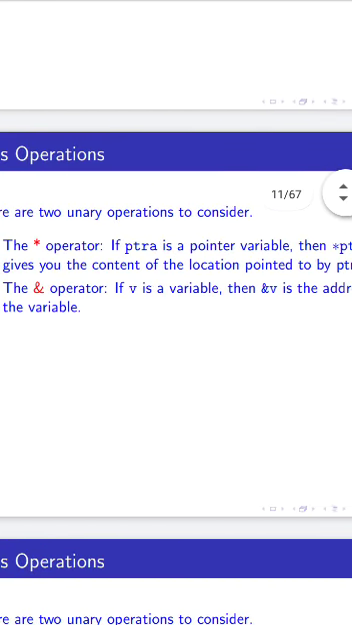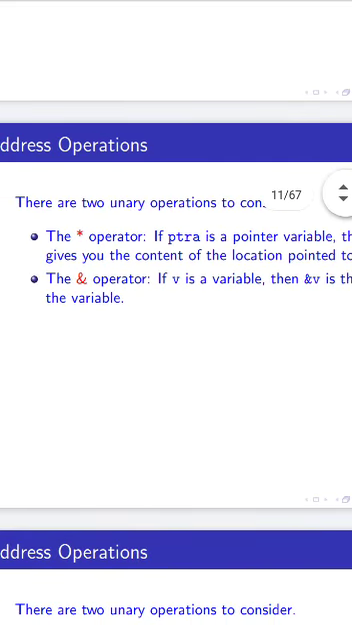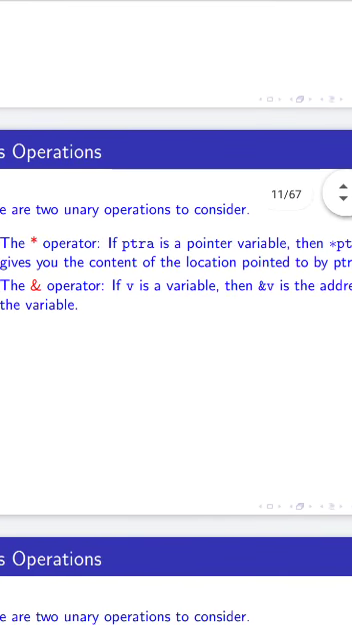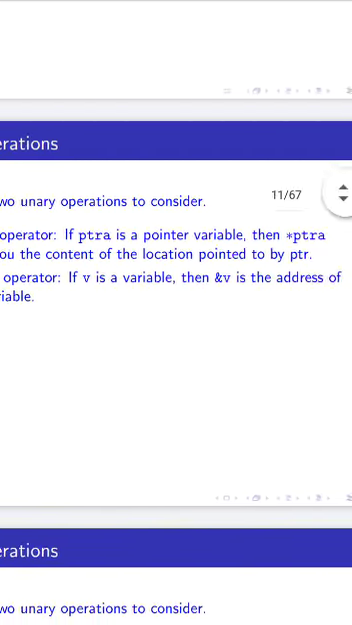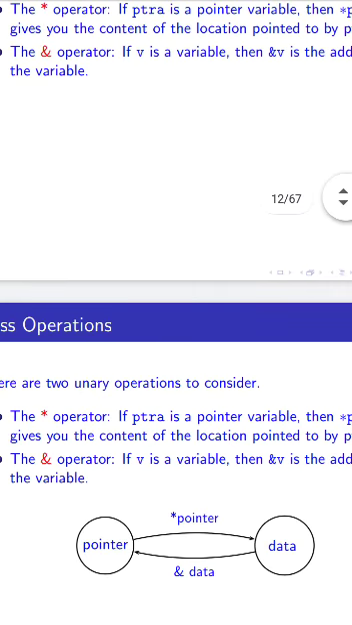And the second one is the ampersand operator. If v is a variable, then ampersand v is the address of that variable. That means ampersand will give us the address of that variable and asterisk will give the pointing to that variable, that means only the value.